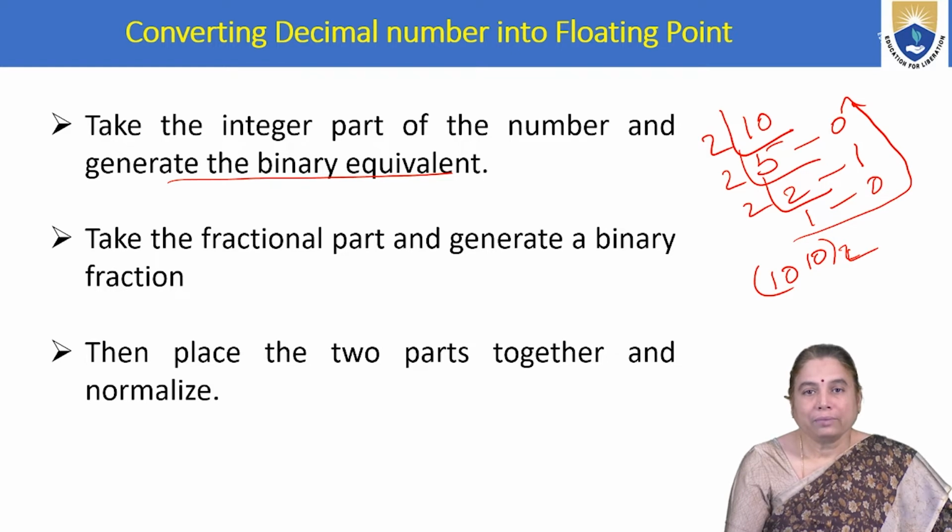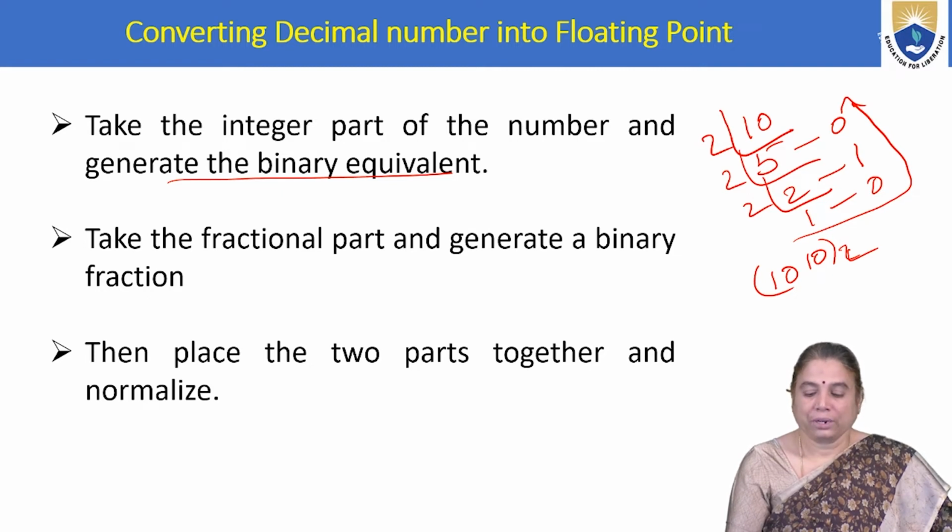So the integer part of the number can be used to generate the binary equivalent by using the continuous division method. With the base value of 2, the number can be divided and the remainders can be written in top-down fashion to get the equivalent binary number.